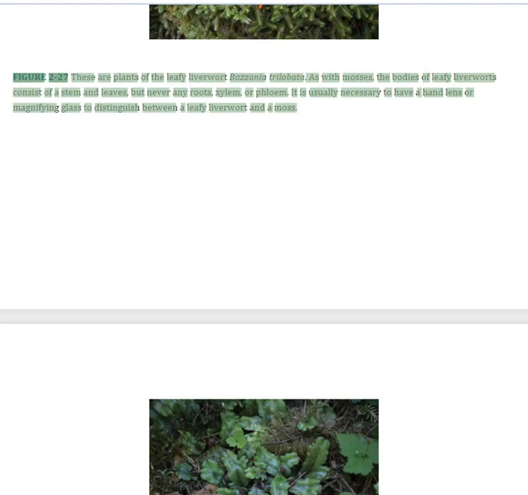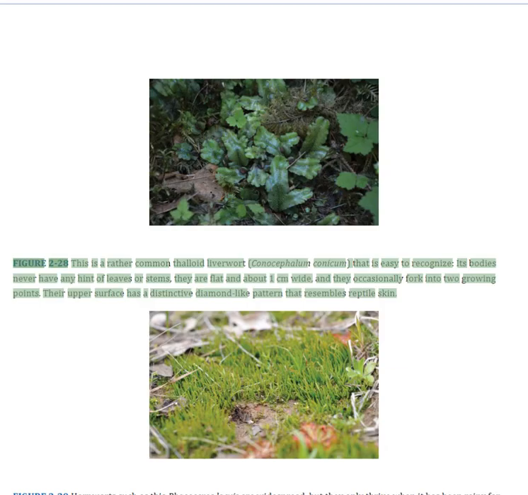Figure 2.27: These are plants of the leafy liverwort Bazzania trilobata. As with mosses, the bodies of leafy liverworts consist of a stem and leaves, but never any roots, xylem, or phloem. It is usually necessary to have a hand lens or magnifying glass to distinguish between a leafy liverwort and a moss.